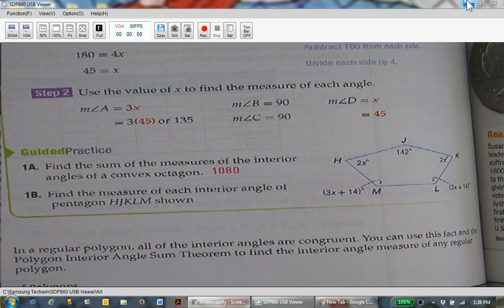How about all the H's? What do they all have to equal? All these, they all have to equal 540. L and M are 3x plus 14, right? So that's why it wouldn't make sense to say that.